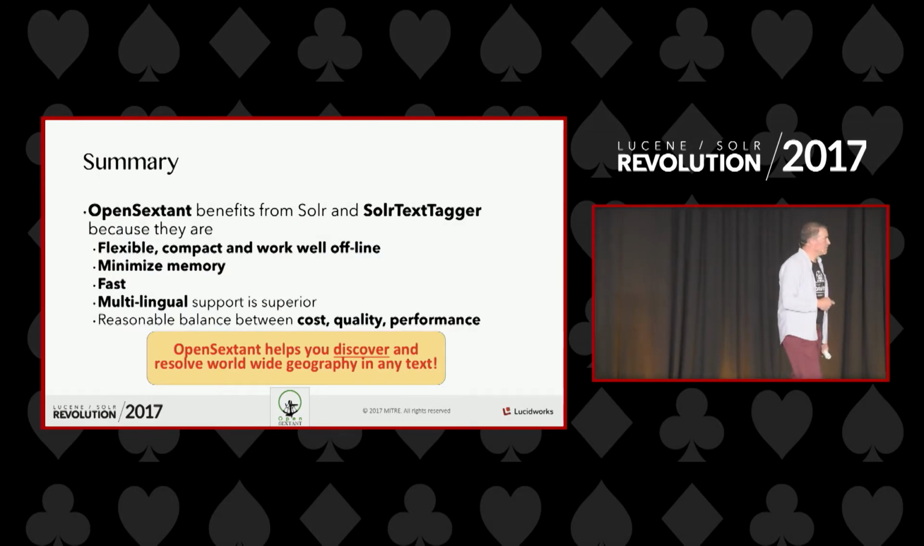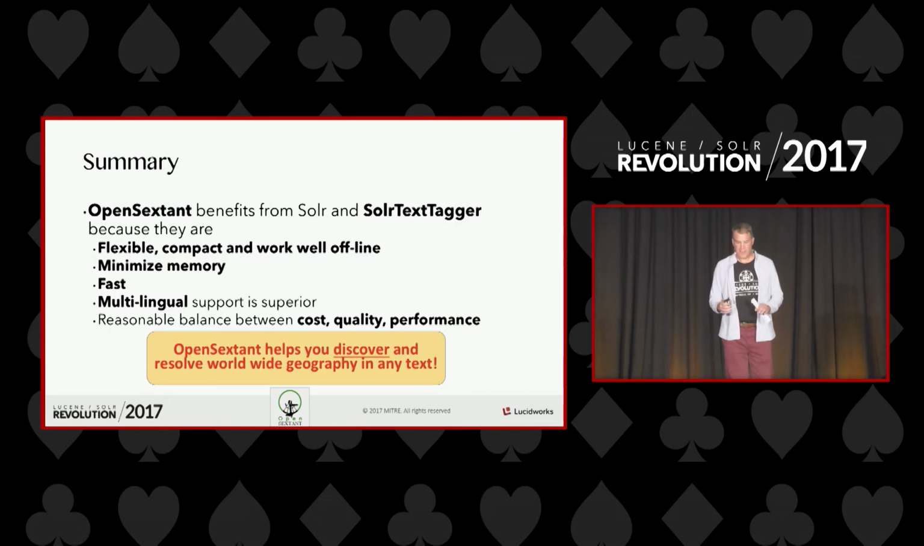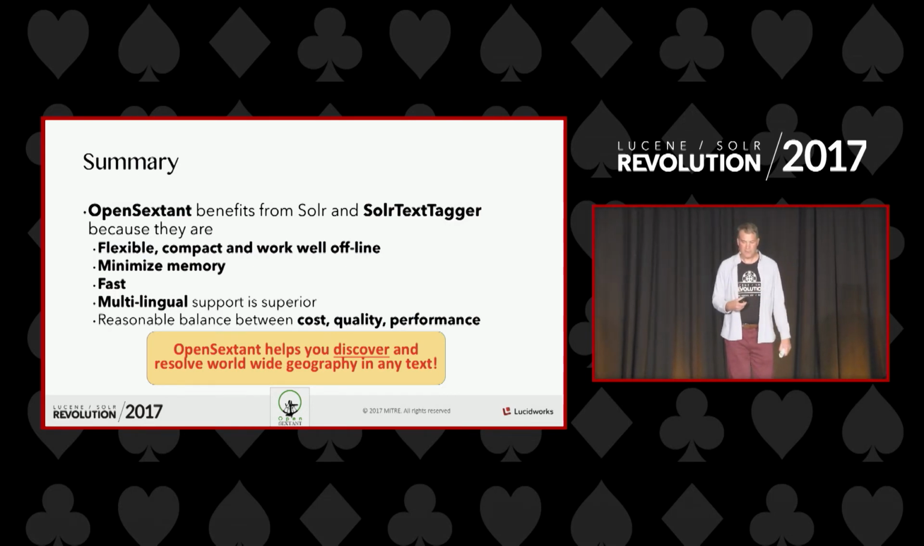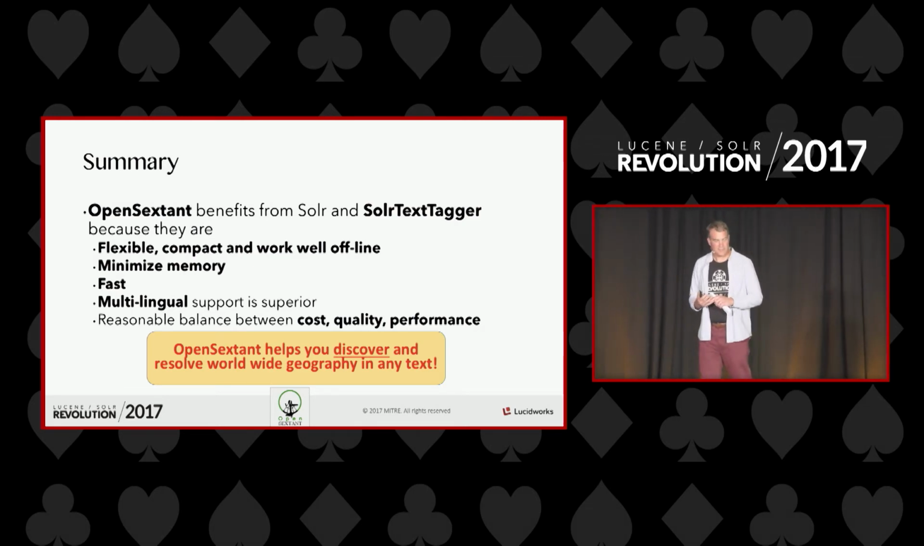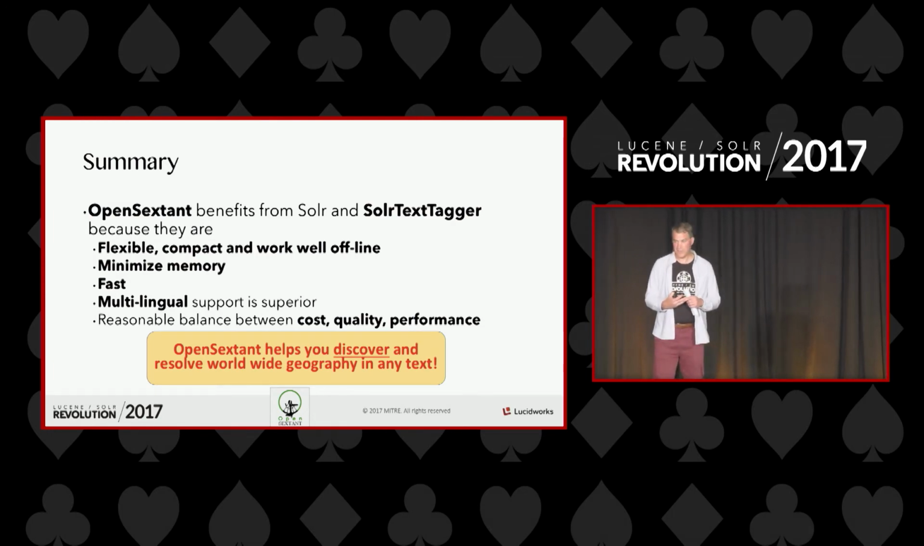So in summary, OpenSextant is more than just geotagging. A lot of benefits from the text tagger and the Solr platform in general. It's flexible, extensible, compact, works well with memory. Very excellent multilingual support. And by and large, OpenSextant will help you discover worldwide geography in any of your data, in any language. Thank you.